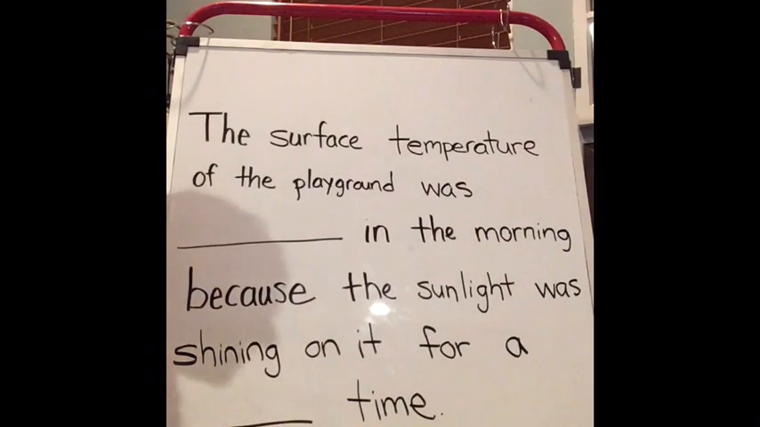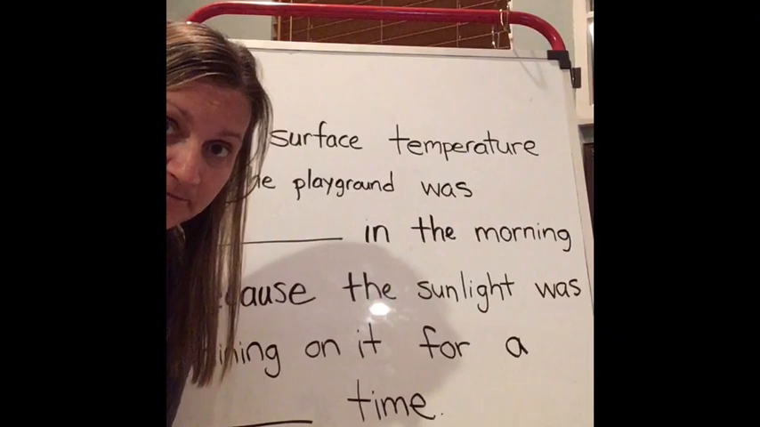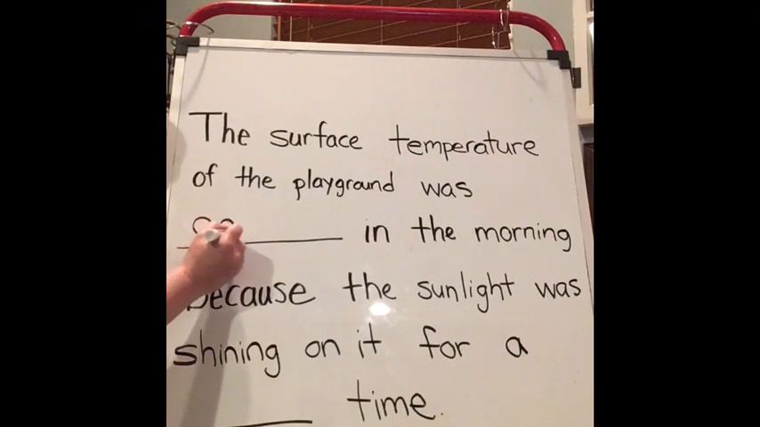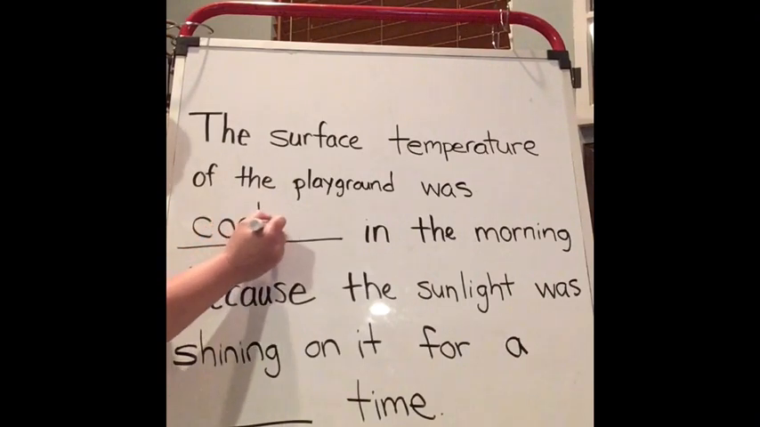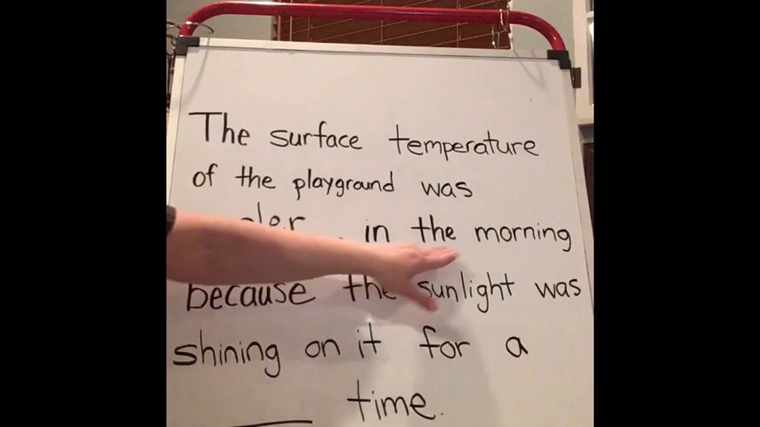So the effect that was going on with the playground is that the surface temperature of the playground was what in the morning? Was it warmer or cooler in the morning? Cooler. So let's write that word cooler here. Okay. So the effect is the surface temperature on the playground was cooler in the morning.